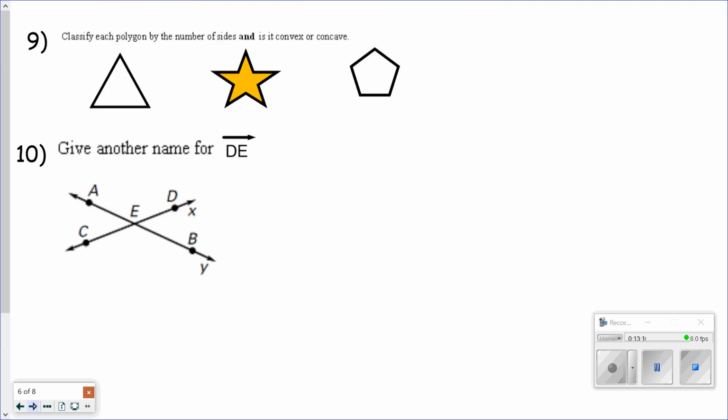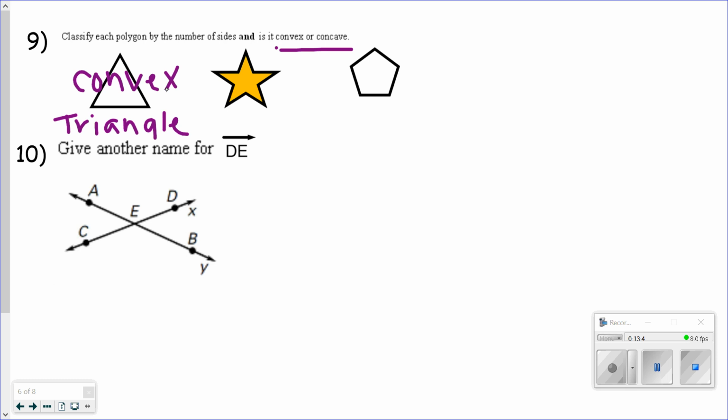Classify each polygon by the number of sides, and then is it convex or concave? All right, so the first shape here, we have 3 sides, so that means we have a triangle. And is it convex or concave? It's convex. It doesn't indent in. It's more round, if you want to say that. There's no indents at all.